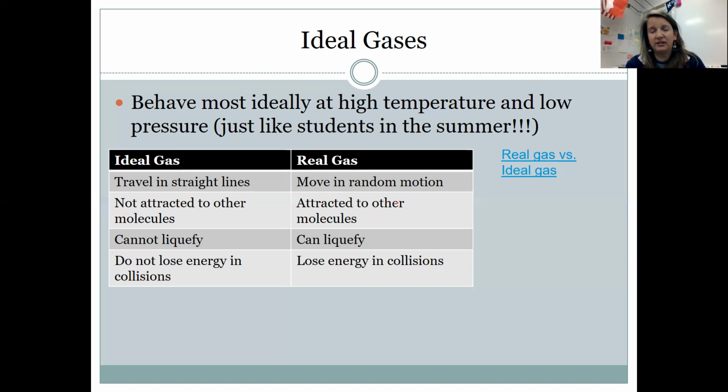And then lastly, we talked about during the kinetic molecular theory that ideal gases do not lose energy during collisions. They're called elastic collisions. So they're going to keep moving at the same speed whenever they collide with the sides of a container or other gas particles. But in actuality, gases can lose energy during collisions.